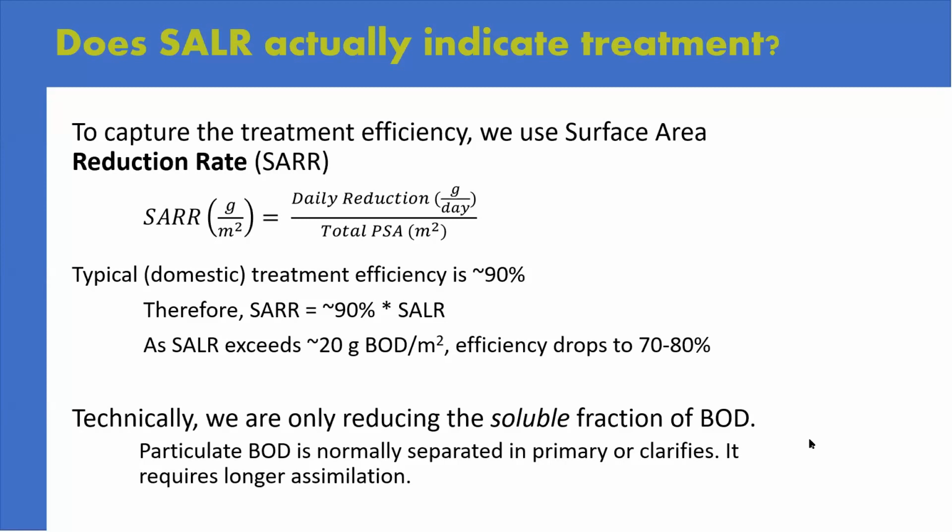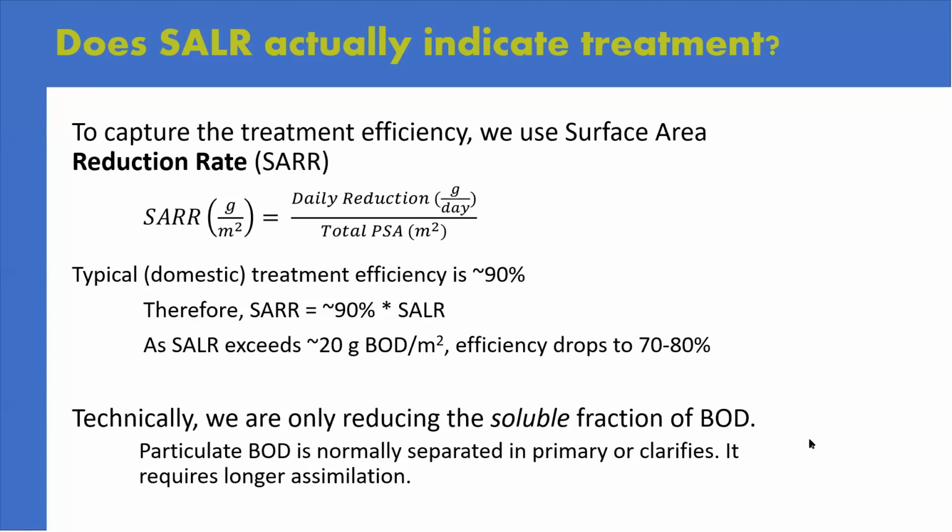Therefore, your reduction rate, the amount of treatment you're able to achieve, is going to be about 90% of your loading rate, okay? One thing to note here is that if you overload your system, if you have too much BOD per amount of biofilm carriers that you have, your treatment efficiency is going to drop. Your biology is not going to be able to treat as well if the load is too high. So once our loading rate starts to exceed about 20 grams of BOD per square meter of surface area of your biofilm carriers, efficiency is going to start to drop to 70 or 80%.